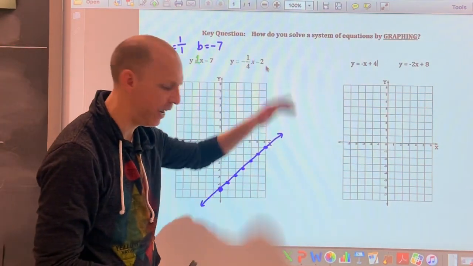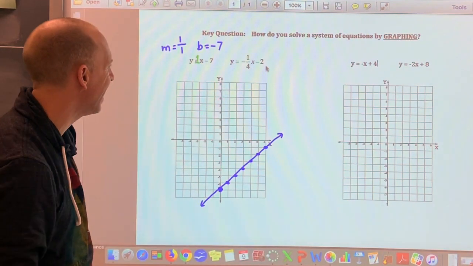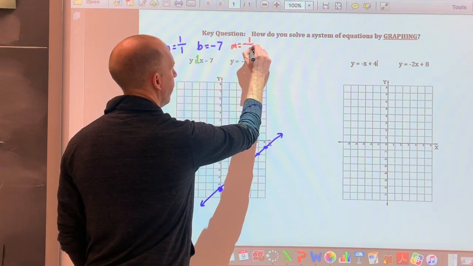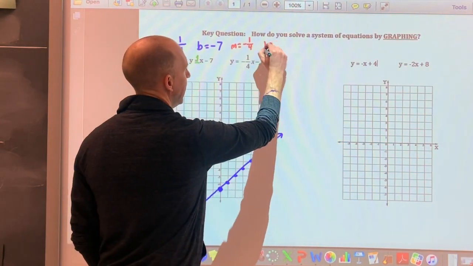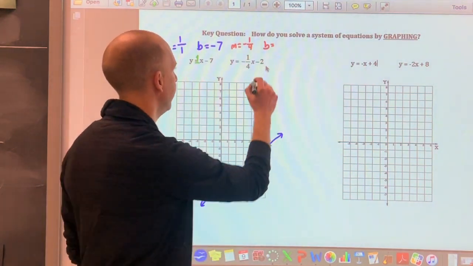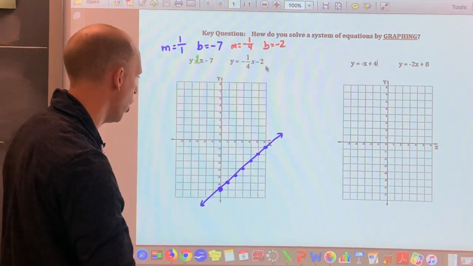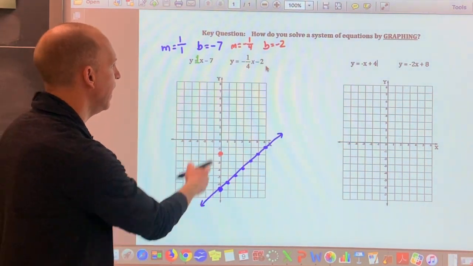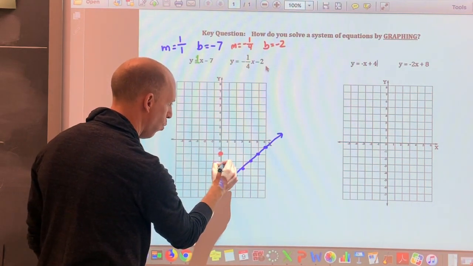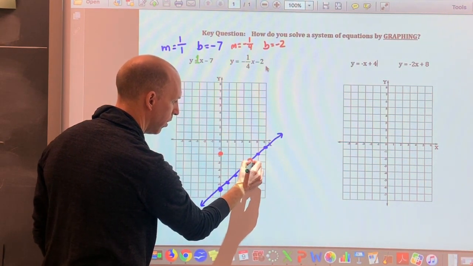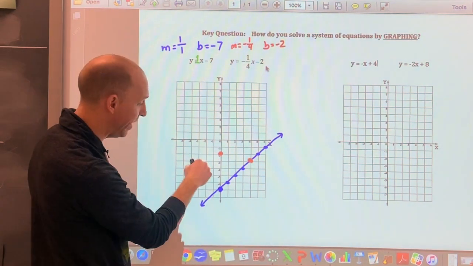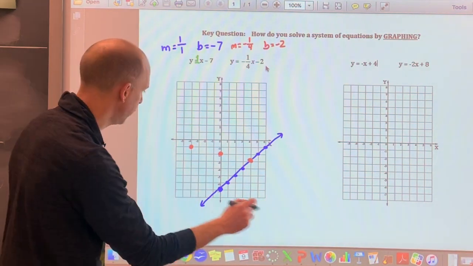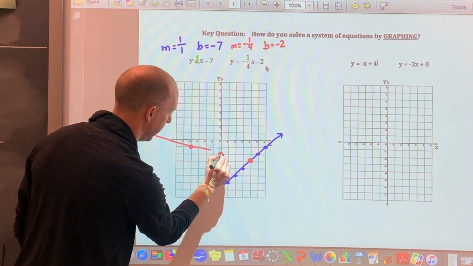Okay, now let's go to equation number 2. y equals negative 1/4 x minus 2. Hey, my slope here is negative 1/4. And my y-intercept, or my initial value, is negative 2. Okay, we're going to find negative 2. And from that point, guys, it's a negative 1/4. So I'm going to go down 1 over 4. Okay? And instead of going down 1 over 4, I could go up 1 and left 4. And notice this forms a straight line. Pick up your straight edge.